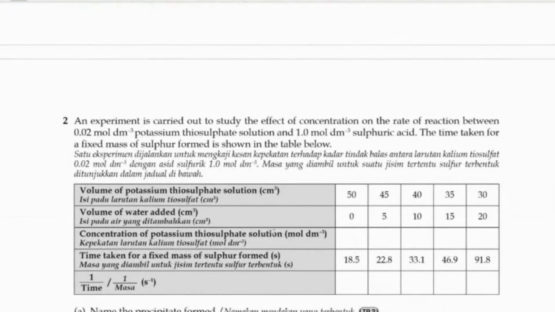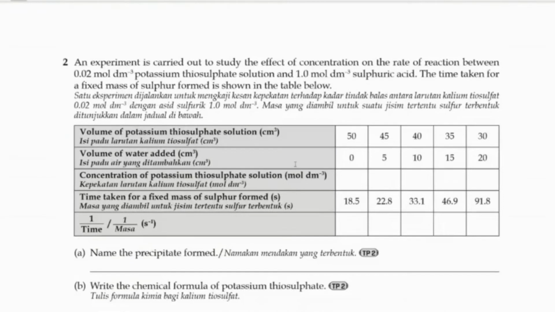Now we look into this one: effect of concentration on the rate of reaction. The time taken for the fixed mark X of the sulfur formed is shown in the table. Class, for this one, sodium thiosulfate solution with the sulfuric acid forms sulfur. Sulfur is in solid form, so how are we going to measure the time for the X?